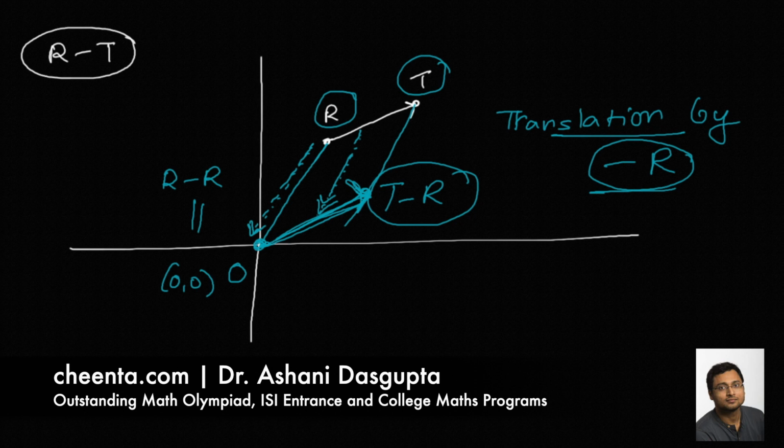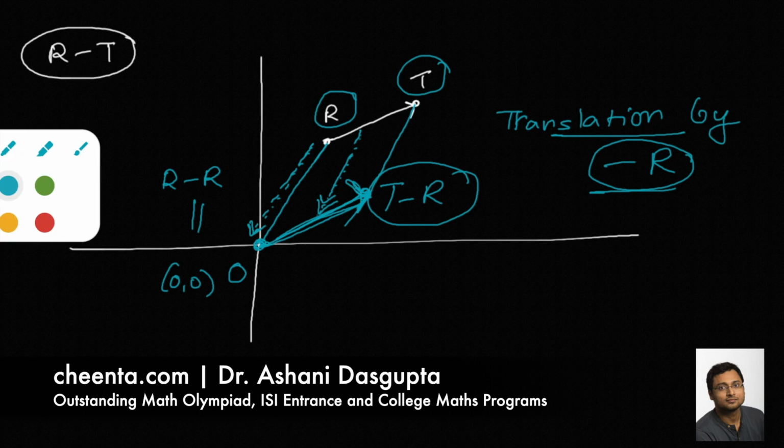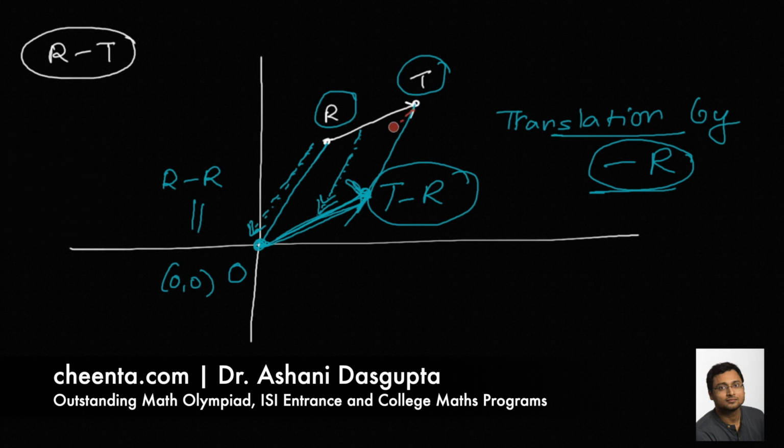Okay, R minus T will be the opposite one. If you want R minus T, you would translate T to the origin, and then R will be pulled here, and this will simply be R minus T. So you can work with any one of them, T minus R or R minus T. It doesn't really matter.